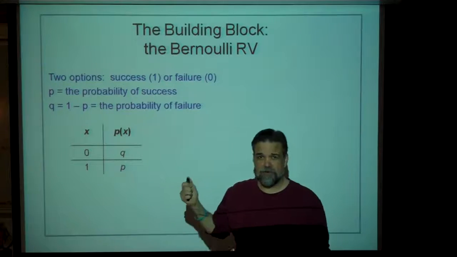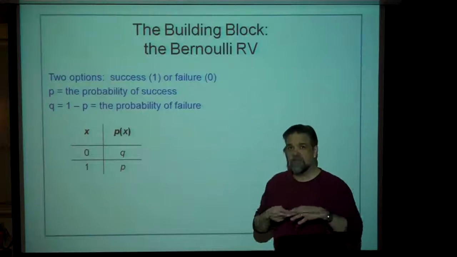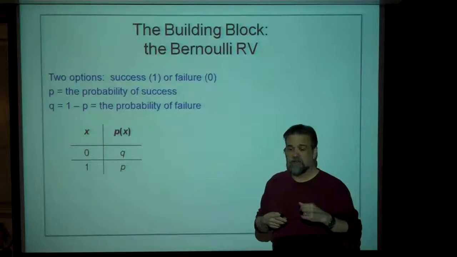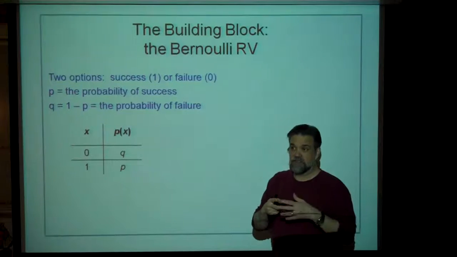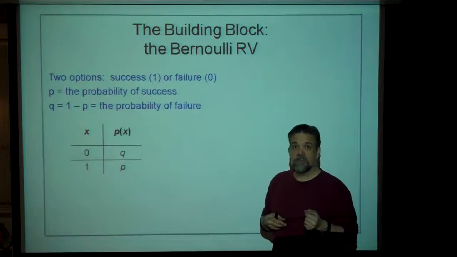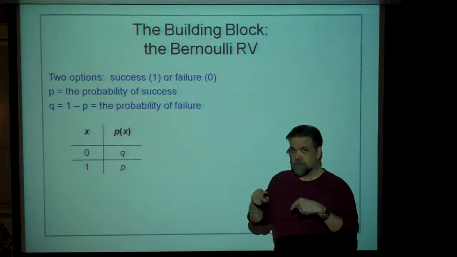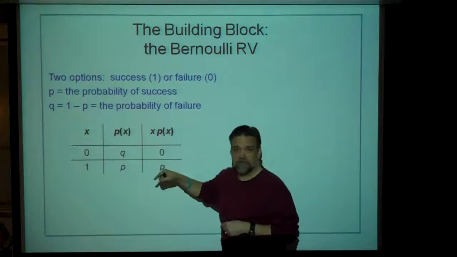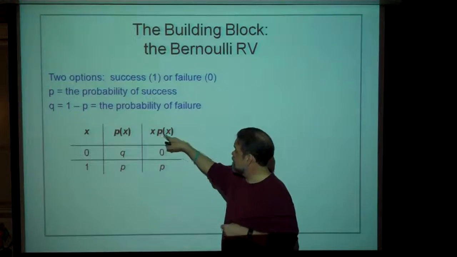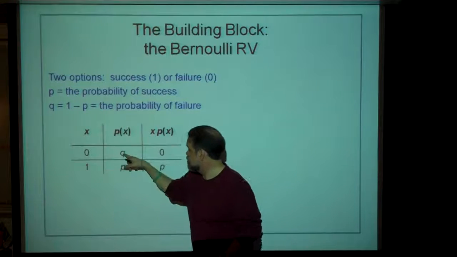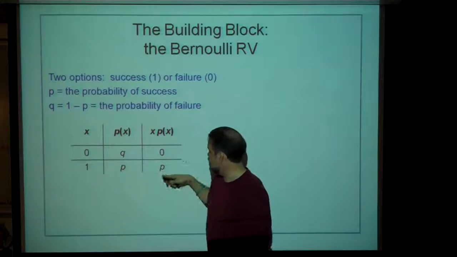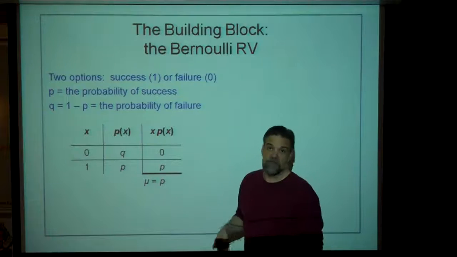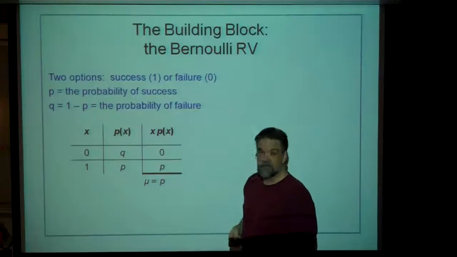Now, this is a very simple random variable, but it's going to be worth our while to look at the probability model and actually calculate the expected value and the standard deviation, because we're going to use that later on. So let's do that now. To find the expected value, we do x times P(x), so 0 times q is 0, 1 times p is p, add those two things up, and I get p. So my expected value is p, my mean is p.